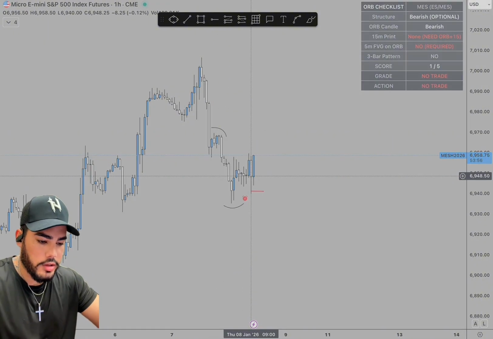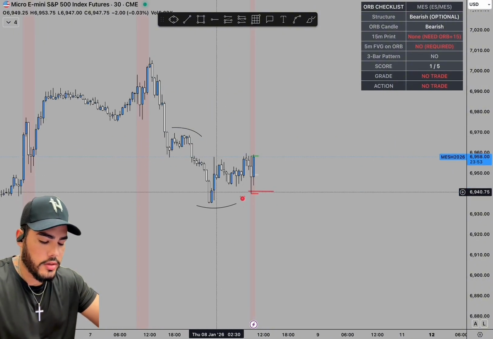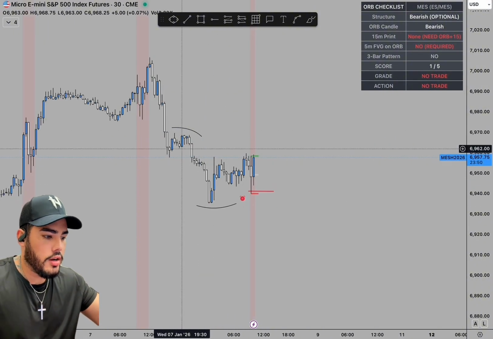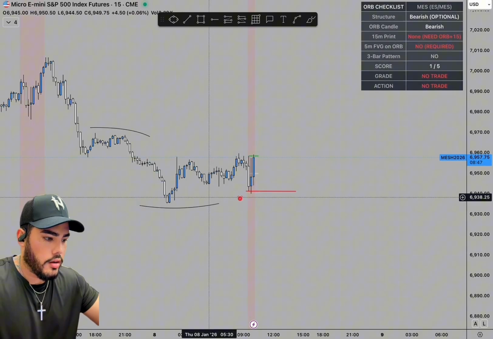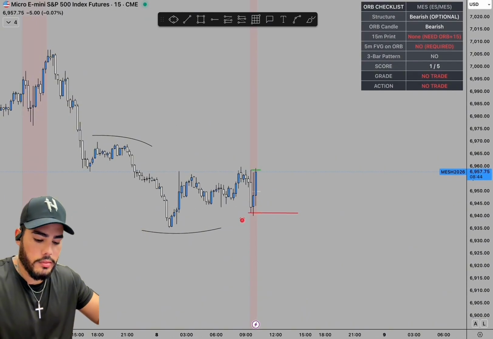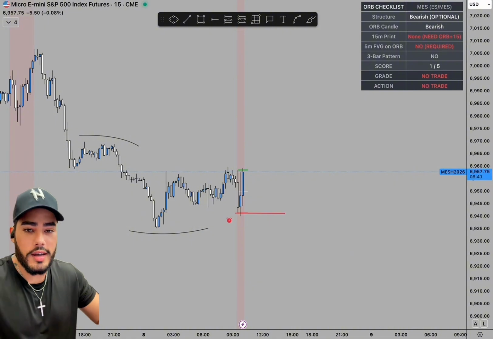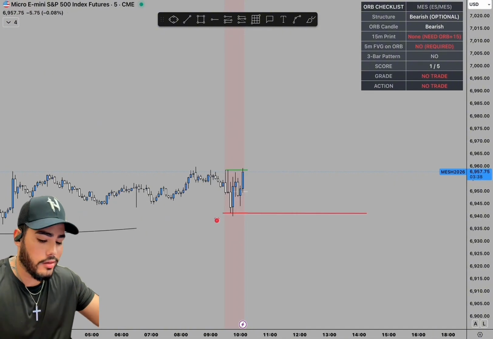30-minute time frame, I'm going to use this same impulse. I'm not going to use this for any reason. So we are bearish, right? We have it marked down there. ORB was bearish, so I would only be interested in sells here. Again, A+ setups only. I'm not taking anything else other than that.